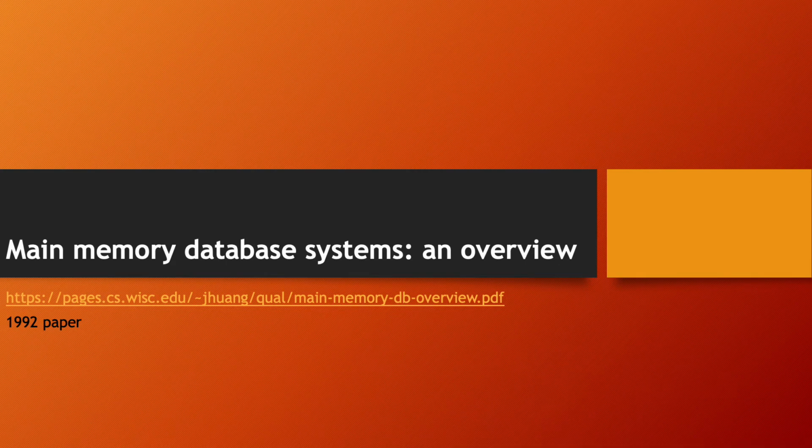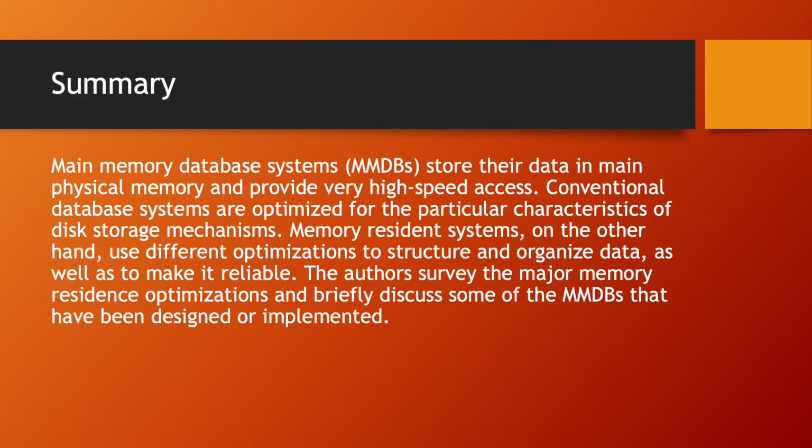The paper is Main Memory Database Systems: An Overview. It's a 1992 paper. Main memory database systems, aka MMDBs, store their data in main physical memory and provide high-speed access. Conventional database systems are optimized for the particular characteristics of disk storage mechanisms. Memory resident systems, on the other hand, use different optimizations to structure and organize data, as well as to make it reliable. The authors survey the major memory residence optimizations and briefly discuss some of the MMDBs that have been designed or implemented.